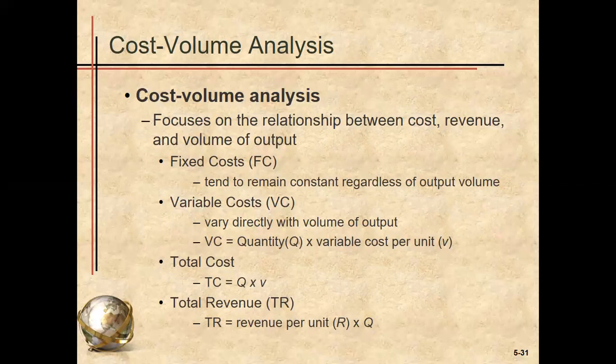Fixed costs tend to remain constant regardless of the output or the volume. And then the variable cost varies directly with the volume of output, and this is calculated by quantity multiplied by the variable cost per unit. For total cost, fixed cost plus quantity multiplied by the variable cost per unit, V. Total revenue is revenue per unit R multiplied by the quantity.